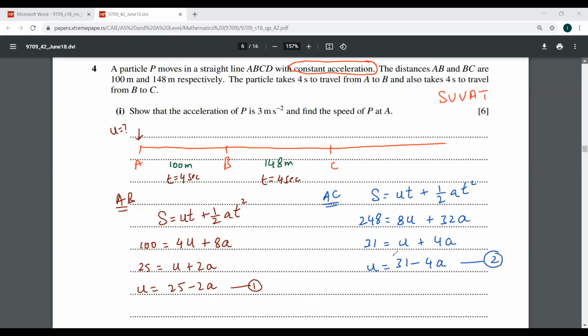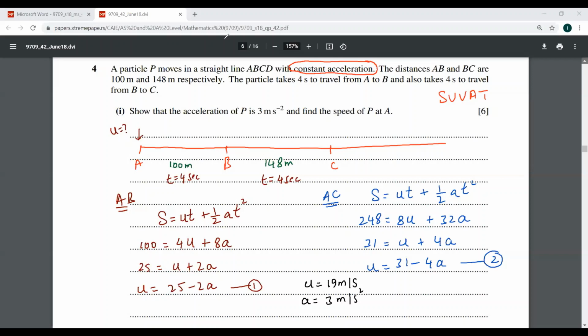So guys, you solve these two equations simultaneously and you have to tell me what the values of u and a are. So what is your u and what is your a? U is 19 meter per second and a should be 3 meter per second square. So that is how you solve this question. Okay.